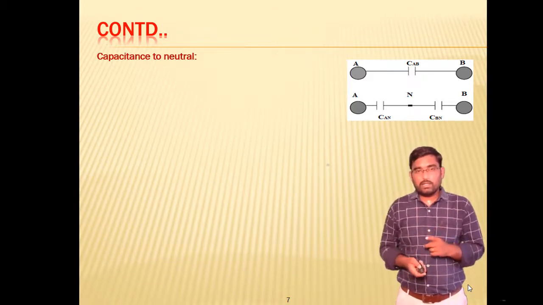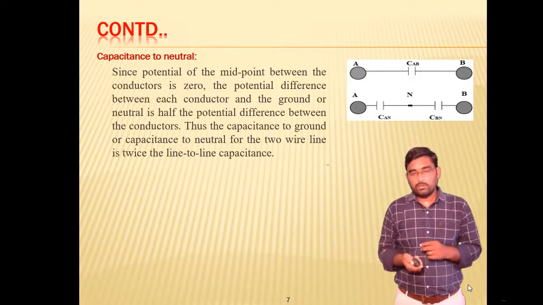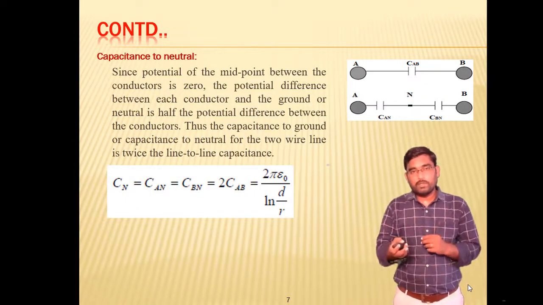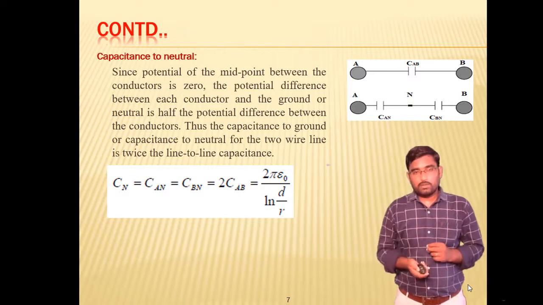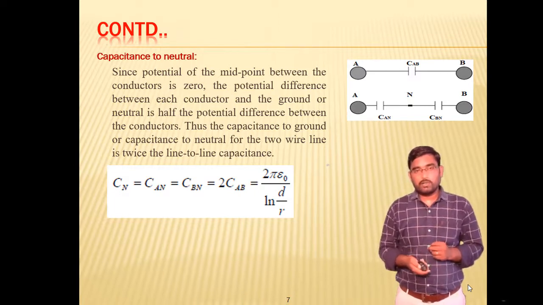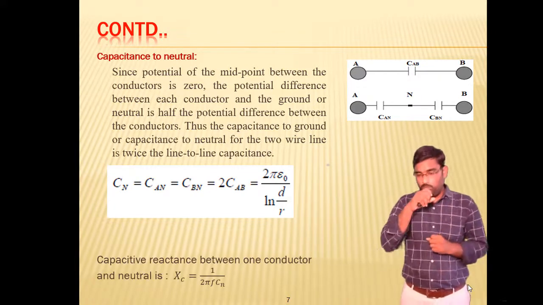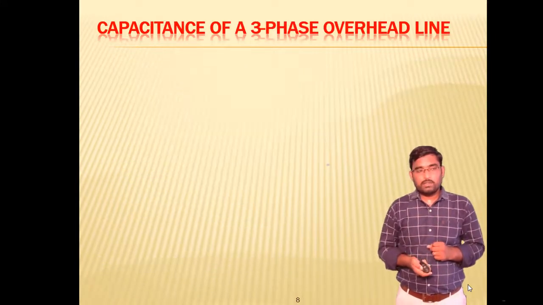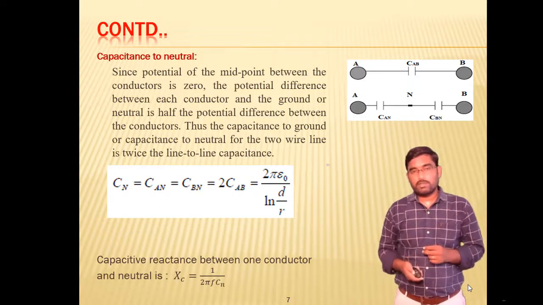So in that way, the line to neutral capacitance can be obtained by simply multiplying the line to line capacitance by 2. So as the potential is reduced to half, capacitance will be doubled. So the line to neutral capacitance will be Can equals 2 into Cab. So now it is 2 pi epsilon naught by ln of d by r farads per meter. In this way, we can derive the expression for capacitance in the case of a single phase two wire line. After getting the capacitance, you can easily write the capacitive reactance, which is 1 by 2 pi fC.